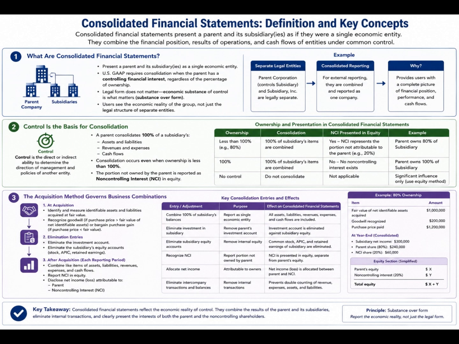The parent and subsidiary may remain legally separate, but their financial results are combined as if they operate as one company. This requirement reflects the principle of substance over form, ensuring users see the economic reality of control rather than just legal structure. Control is the basis for consolidation.